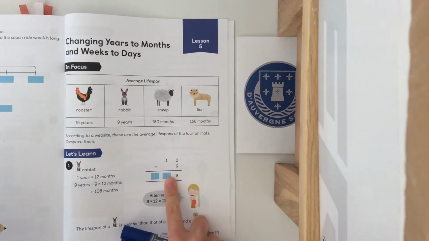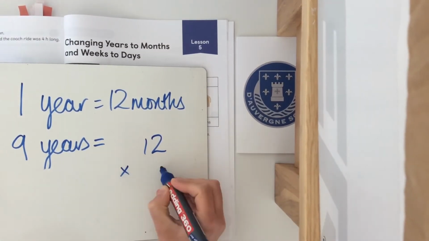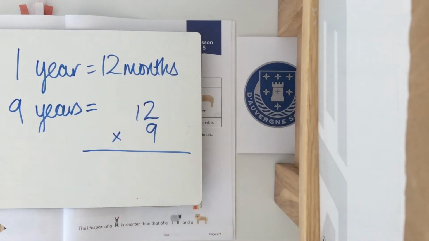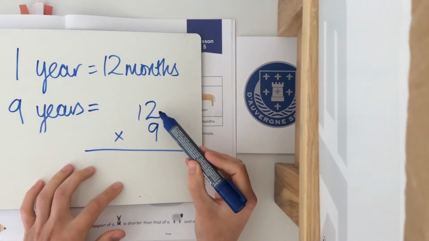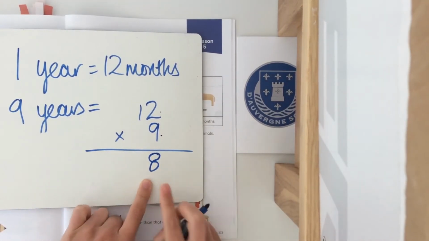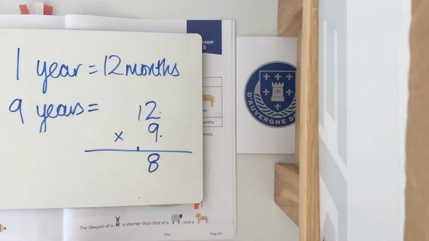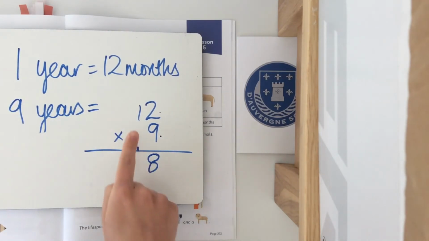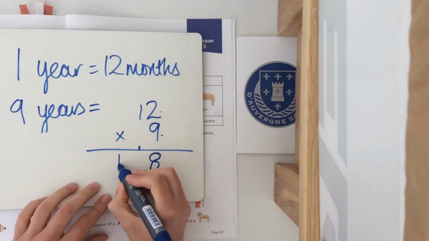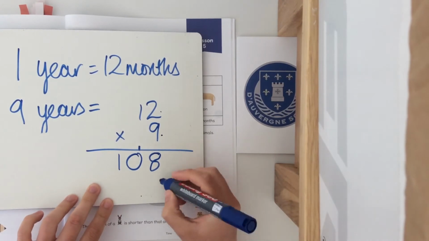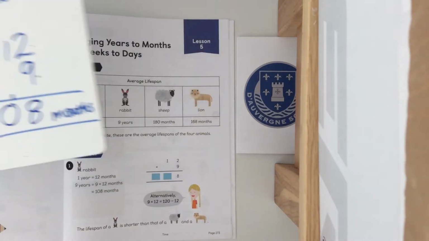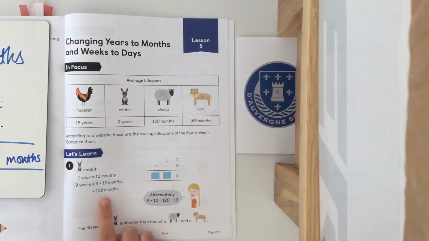So let's have a go at this method here. We're going to do 12 times 9. You don't have to use this method if you feel confident enough in your 12 times tables or your 9 times tables, but let's have a go. 2 times 9 equals 18. So I'm going to put the 8 in the ones column and carry the 10 to there. Then we've got 1 times 9 is 9. Add the 1 makes 10. So then I put in my 10. So 9 years equals 108 months. So the rabbit lives for 108 months.